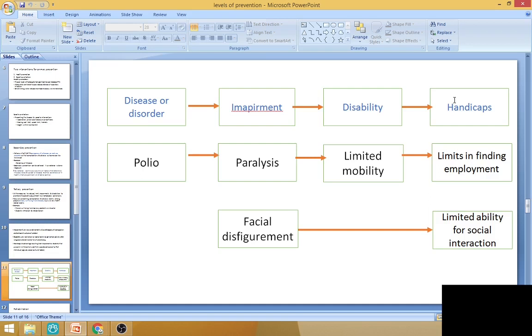Let's see another example, facial disfigurement. If there is facial disfigurement, then what happens? It limits the ability for social interaction. Because of the facial disability, the social interaction of that particular person will be reduced. So that will come under handicap. This is an example. Understood?